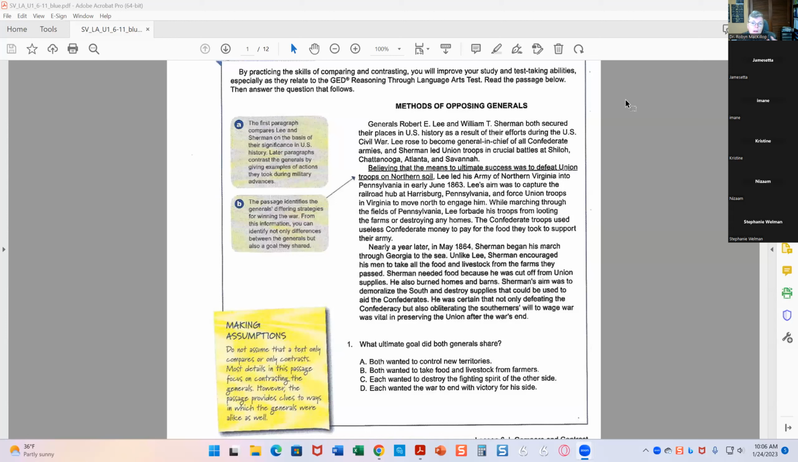So there's something that both generals wanted. Did they both want to control new territory? Did they both want to take food and livestock from farmers? Did they want to destroy the fighting spirit of the other side? Or did they want the war to end with victory? If you're a general in an army, what do you want?